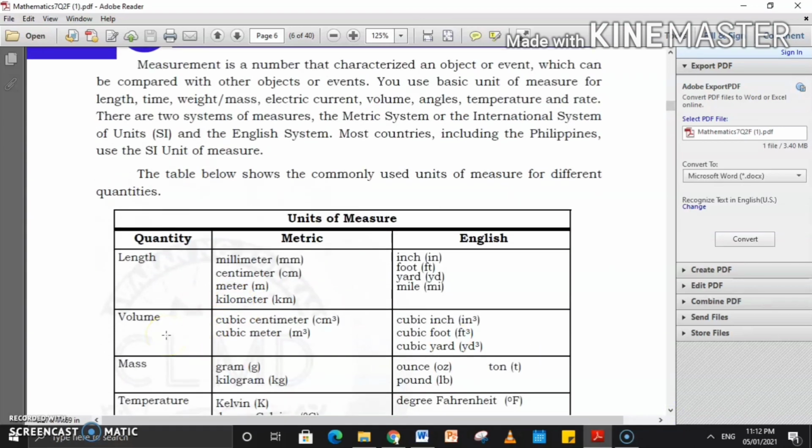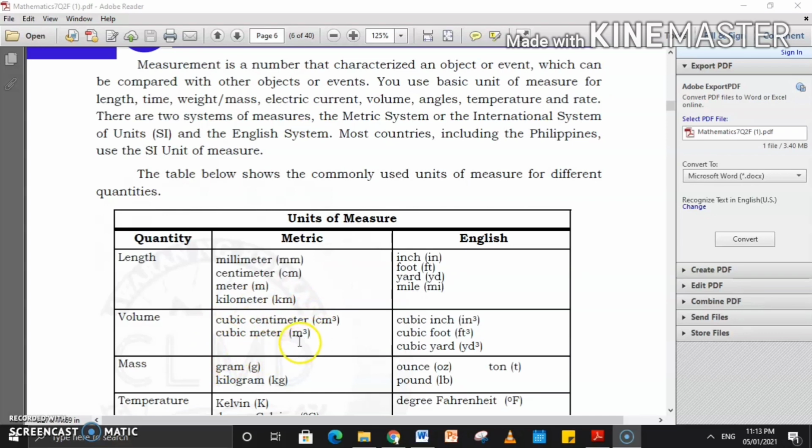So di ba kapag volume, yan yung merong 3D o yung ibig sabihin 3 dimension, yung merong may height, tapos may length, tapos meron ding width. Okay, so ang ginagamit natin diyan is yung mga naka-cubic na units of measure. Example, cubic centimeter, cubic meter. So, pwede ring cubic millimeter, cubic kilometer. Okay, so, merong naka-indicate na word na cubic.